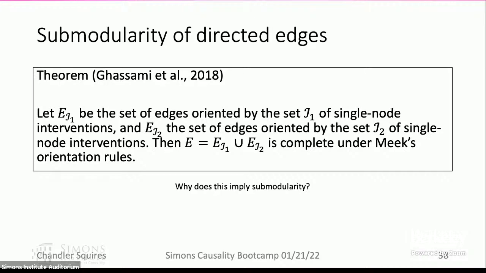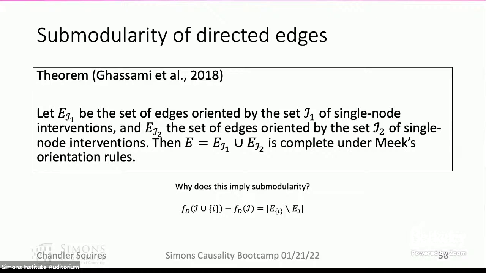But why would this imply submodularity? They have kind of the same feeling, and then kind of just walking through the proof. The number of edges that are oriented if I add I. Because of this, the only edges that are additionally going to get oriented if I add a single node intervention I to this existing set of interventions are exactly the things that are oriented by I if I hadn't already done those other interventions first.